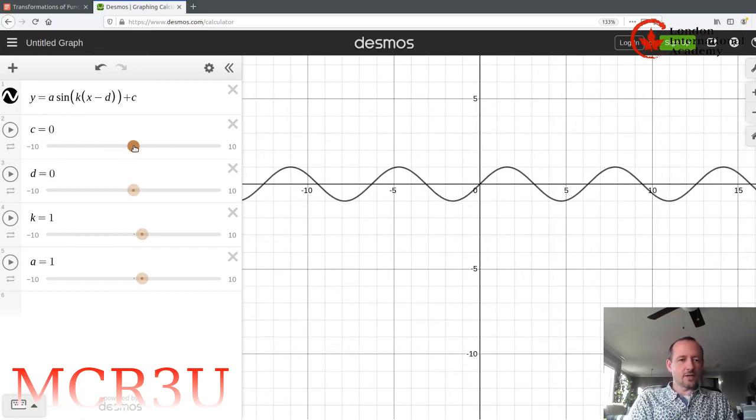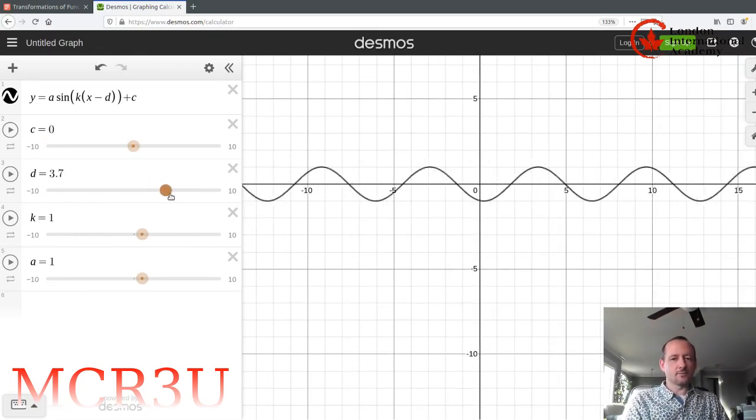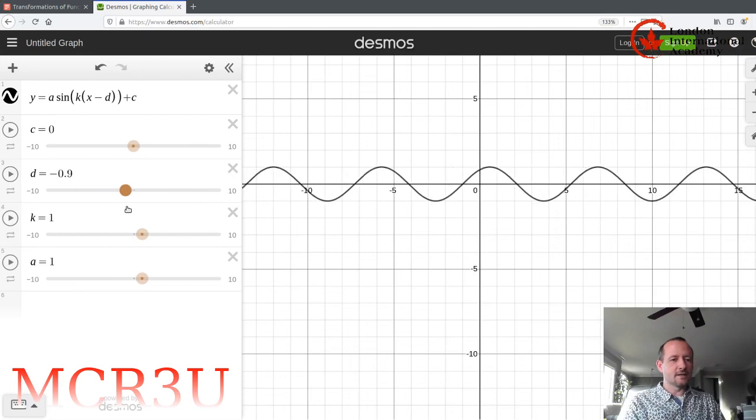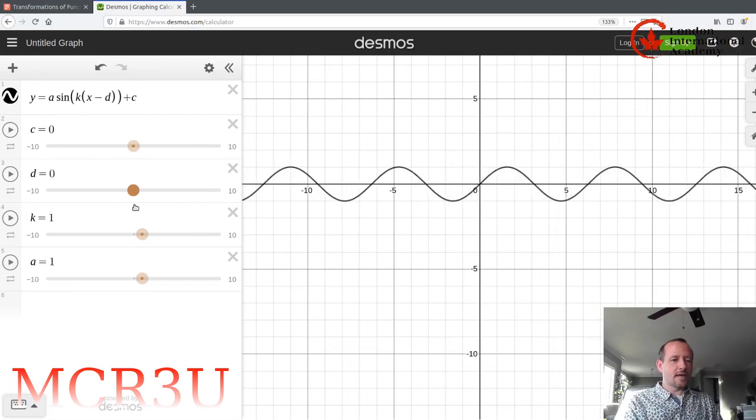Good. I can move it up or down. If C is 0, it's back to where it was. I can move it side to side. Whoa, waves on the sea. It looks like water on the sea. Put that back. Now K is a little more fun.